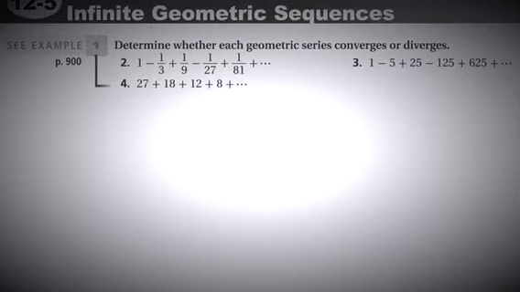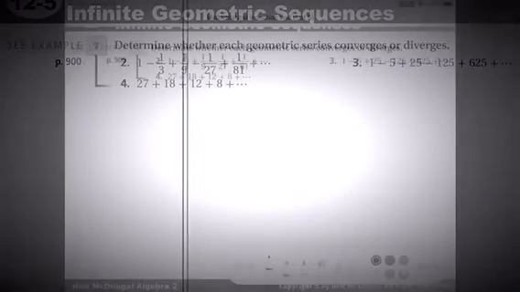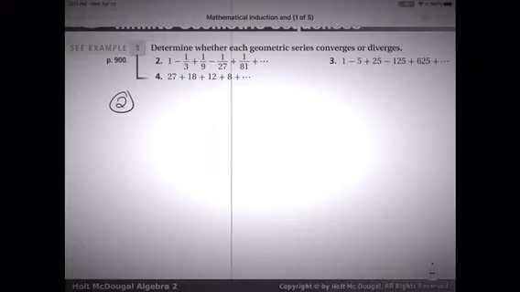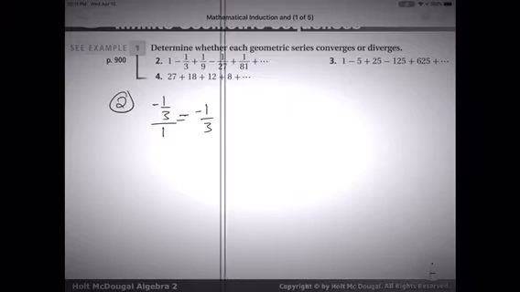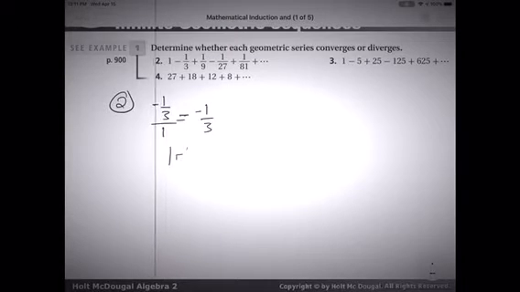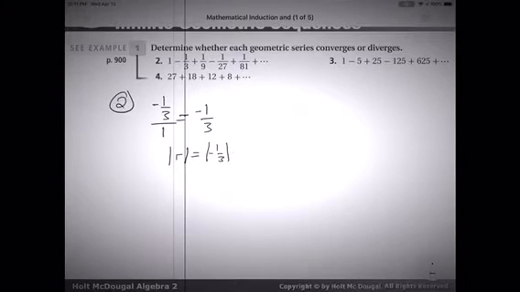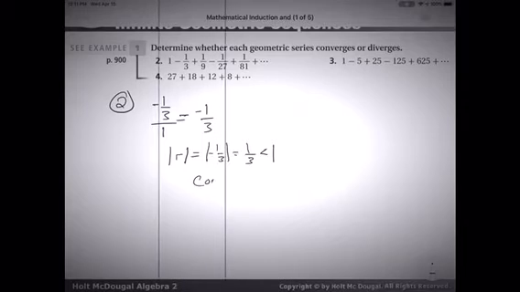We're determining whether each geometric series converges or diverges. So we're just going to look at the ratios here. We'll take our second term divided by our first term, and we'll take the absolute value of that, and if it's less than 1, we know it converges. So we do negative 1/3 divided by 1, which is just negative 1/3. So the absolute value of r is the absolute value of negative 1/3, which is just 1/3. Since that is less than 1, we know it converges. It will have a sum.